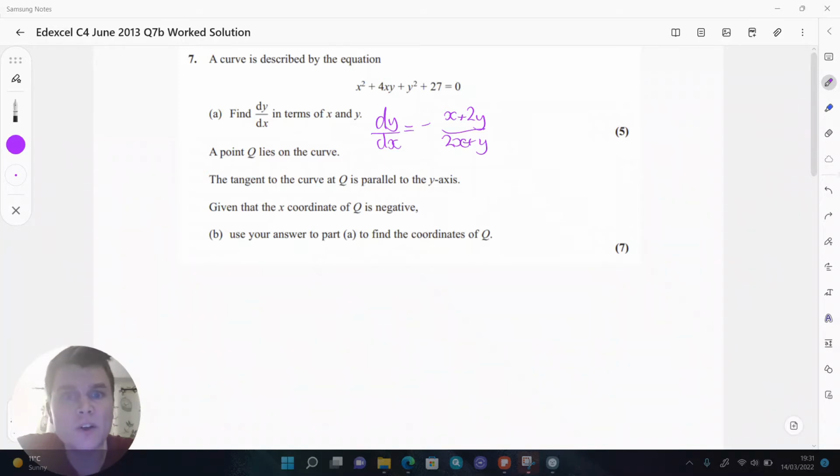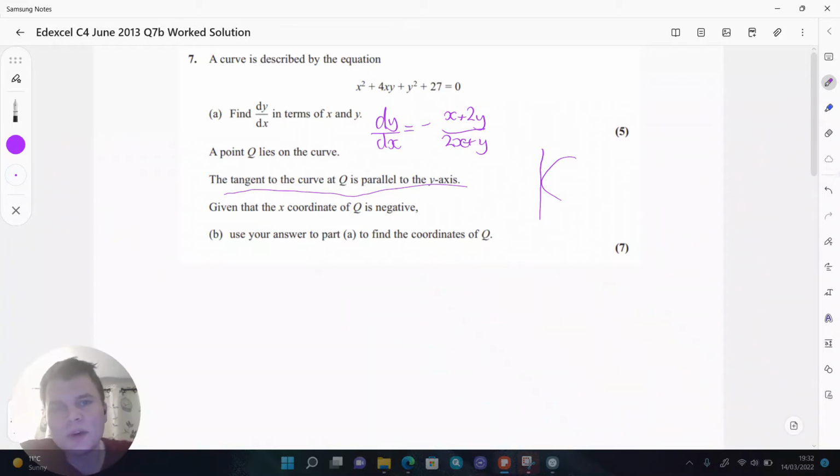So we've got a point Q lies on the curve. The tangent to the curve at Q is parallel to the y-axis. Given that the x-coordinate of Q is negative, use your answer to part A to find the coordinates of Q. Now there's an issue with this question because of the line where it says the tangent to the curve is parallel to the y-axis. So if we had a curve that looked a bit like this, if it was parallel to the y-axis, it would actually have no gradient, or in fact an undefined gradient.